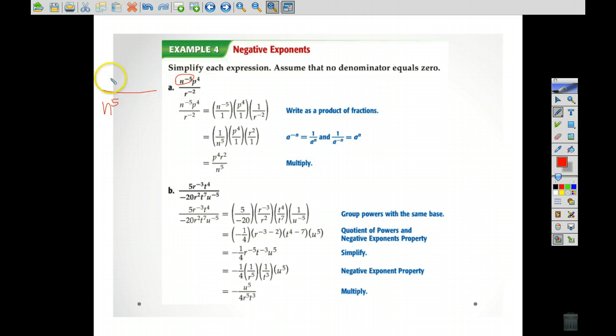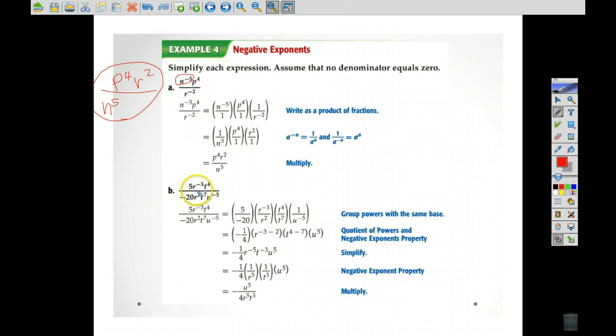You have p to the fourth. You have a negative power here, so that can go up as r to the second power. Okay, and that's what we have here. So that's your final answer. All right, this looks a lot more complicated when you first look at it, but it really isn't. You're just going to bring up or down depending on if it's a negative exponent or not.